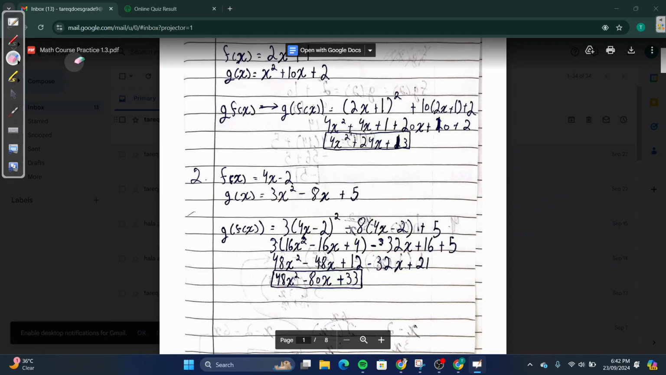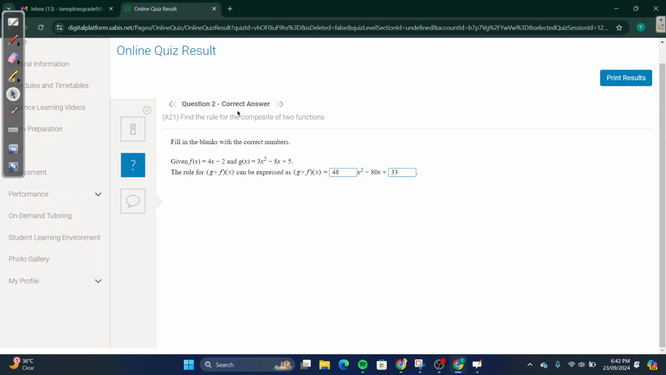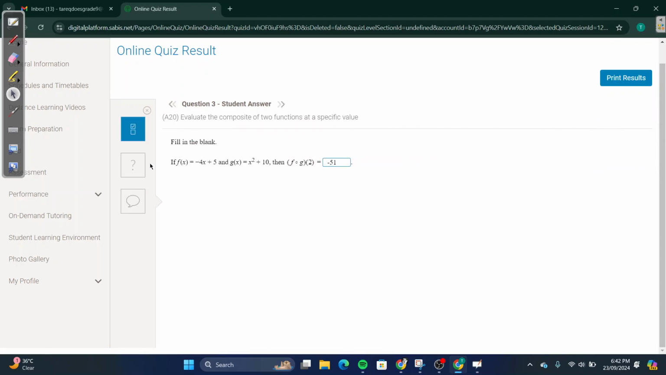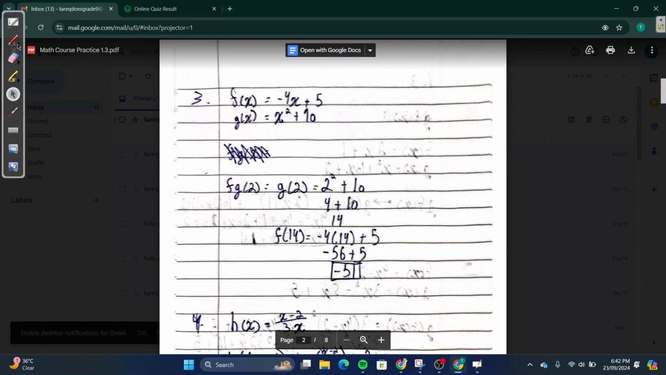Most of the quiz is just like this. It's pretty easy. But some people don't know. Okay, question 3. If f of x equals negative 4x plus 5 and g of x equals x squared plus 10, then f of g of 2 equals negative 51. Okay. I don't know why it's blurry, but whatever, it still works.